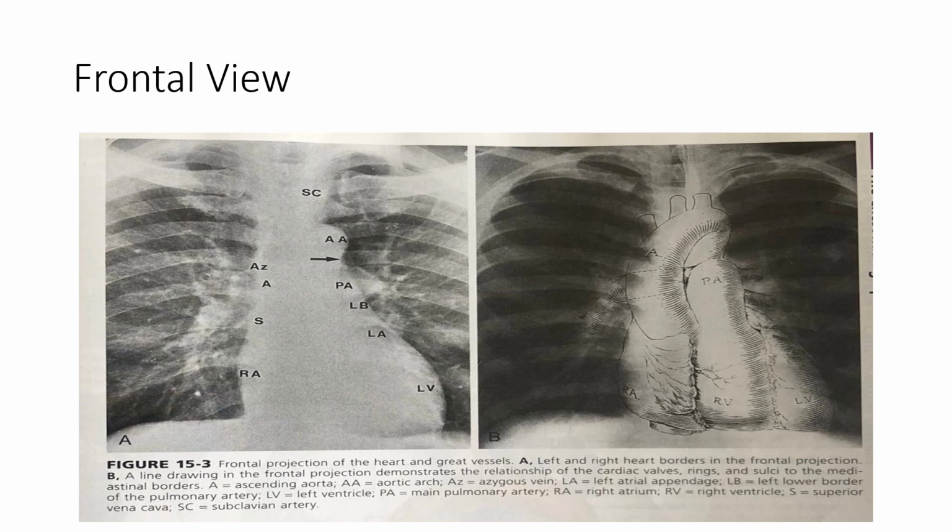In either the PA or AP view, which are both considered frontal views, it is important to understand the normal anatomy of the heart. The right atrium is situated on the right heart border, with the left atrium posteriorly, and only the left atrial appendage visible as a small portion on the left heart border. The left ventricle forms the major portion of the left heart border, and the right ventricle is in the center.